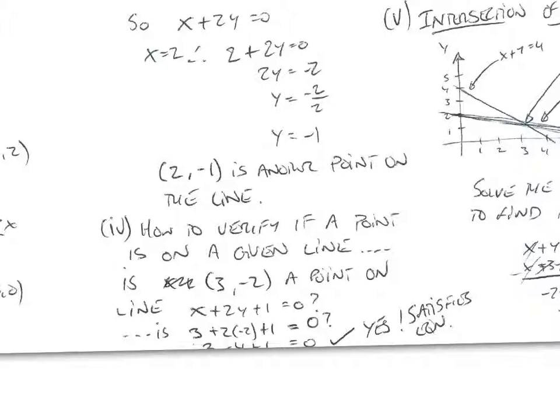How do we verify if a point is on a given line? Is (3, -2), is that point on the line given by the equation x plus 2y plus 1 equals 0? How do we tell? We just plug in 3 for x, minus 2 for y, and we see does it indeed equal 0, and we can see here that we've 3 minus 4 plus 1, 3 minus 4 is minus 1 plus 1 equals 0, so yes, it satisfies the equation. (3, -2) is definitely on that line.